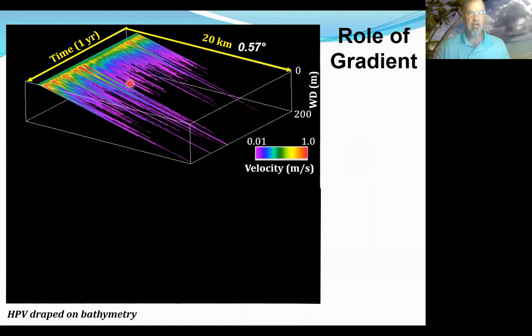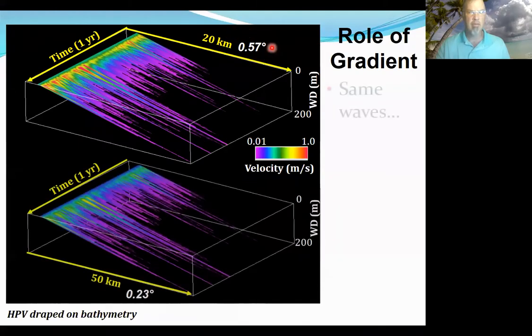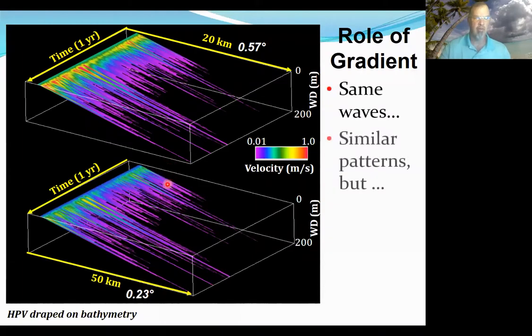Velocity is slightly different, again, different color scale. This is our steep profile. Let's look at it. What happens if we have the same waves, we impart a shallow profile. This is about a little more than half, at about a quarter of a degree.